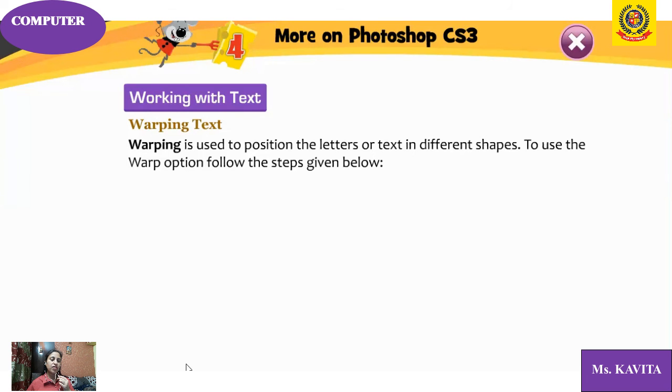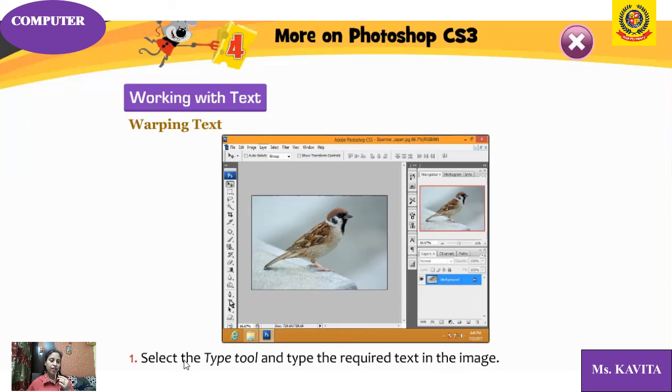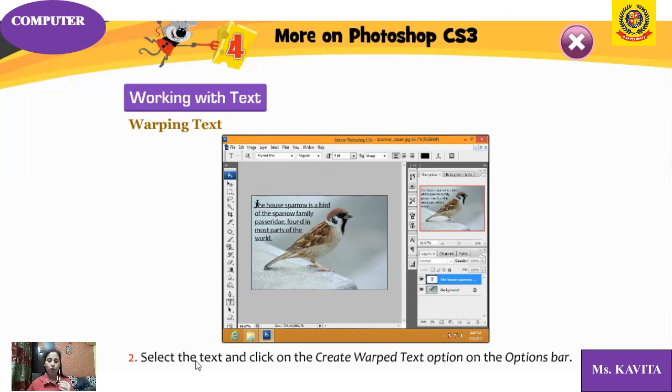To use the wrap option, the steps are: select the type tool and type the required text in the image. Then select the text and click on the create warped text option in the option bar. You want to wrap this text. Now see, this is the wrap text option in the option bar.